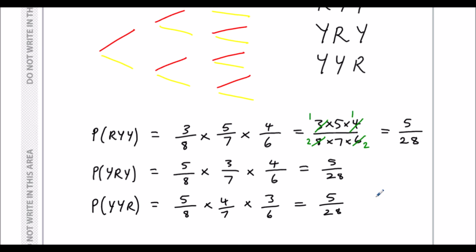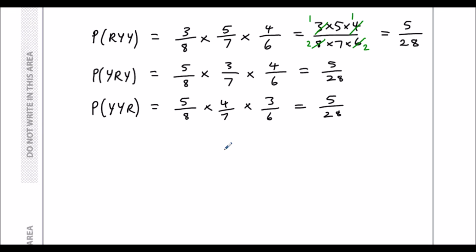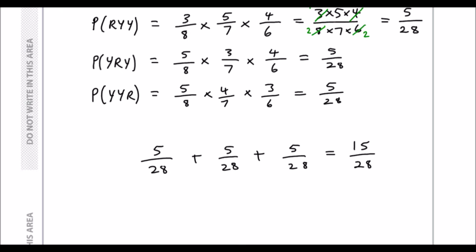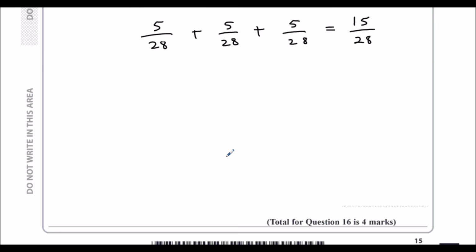So the probability of getting 1 red would be this one, or this one, or this one, which means we add them together. 5/28 plus 5/28 plus another 5/28 will be 15/28. So that's the probability of getting 1 red counter.